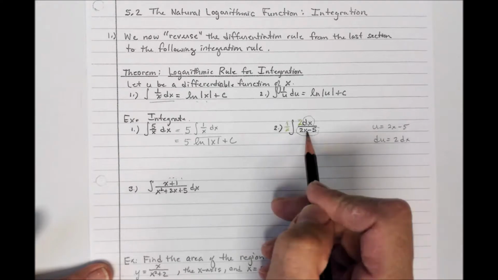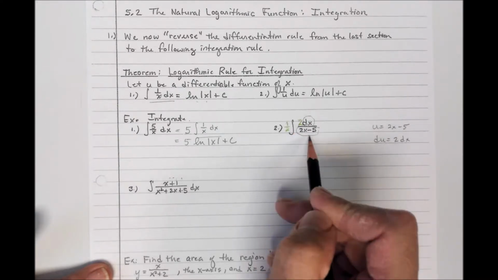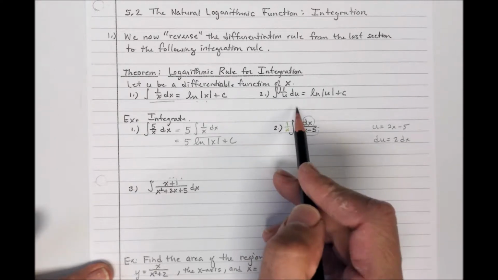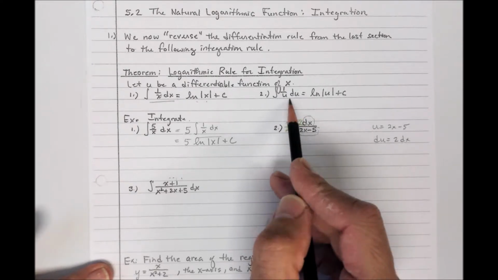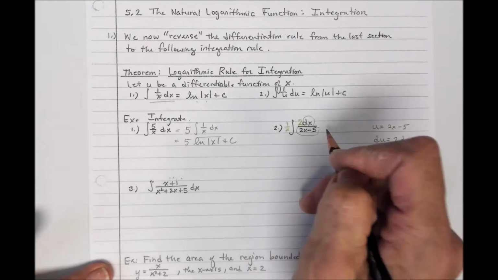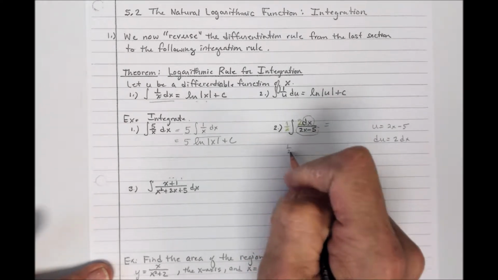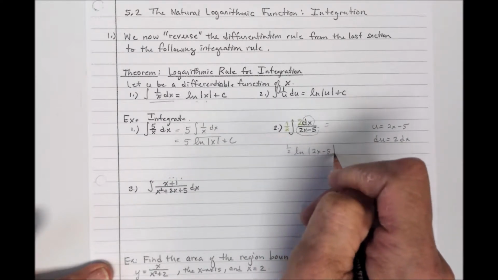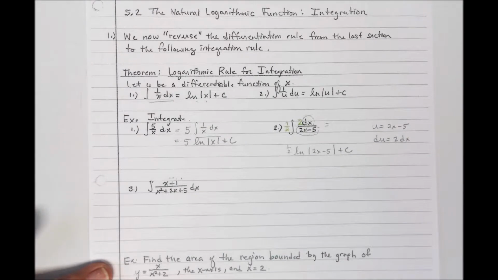Now I'm making my substitution. I know where my u and my du are. This is all my du. This is my u. So this is 1 over u du, sometimes referred to as a du over u form. So this is my du over u. So this is going to equal 1/2 the natural log of the absolute value of 2x minus 5, all that, plus c. That was pretty easy.